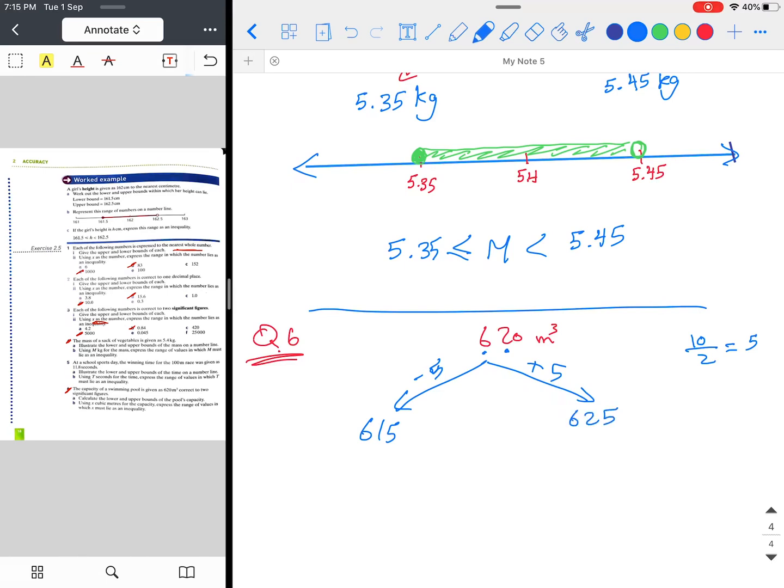After that, he asked me to calculate the lower and the upper bound only. So here is the lower bound and here is the upper bound. And in part B he said using x cubic meters for the capacity, express the range. So I would say x must be greater than 615 and smaller than 625.